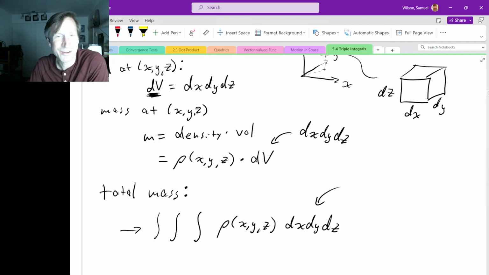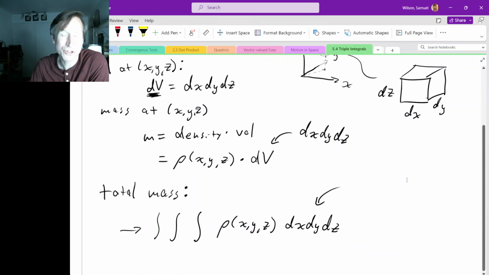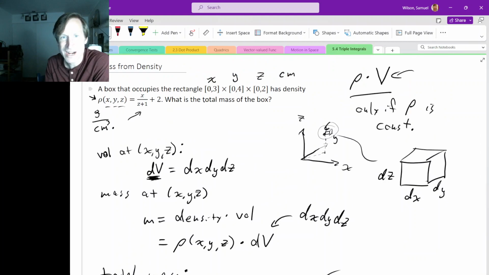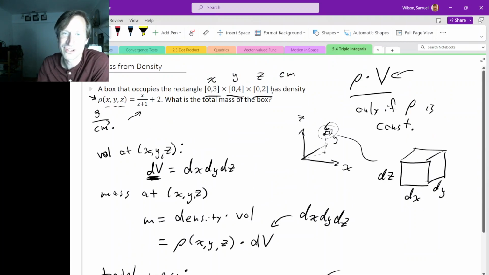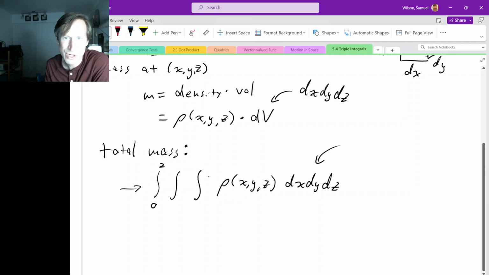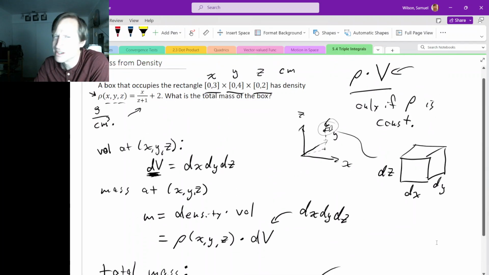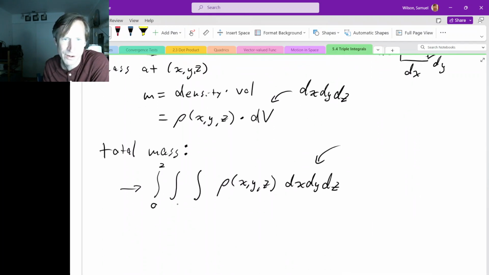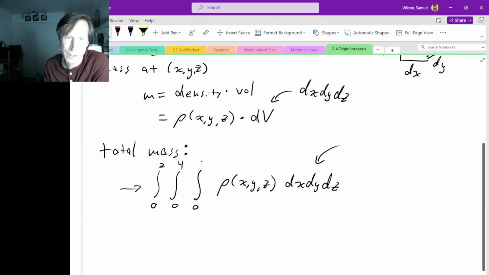So what should the order of the bounds be? Well, look at our x, y, and z bounds up here. So x is from 0 to 3, y is from 0 to 4, z is from 0 to 2. So we just need to put these in the same order as the differentials. Now let's see, z is on the outside, so 0 to 2. y is in the middle. What was y? 0 to 4. And x was from 0 to 3.